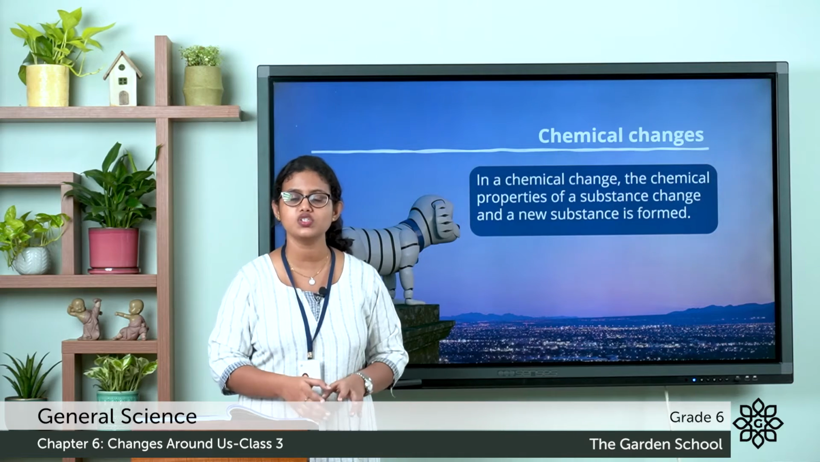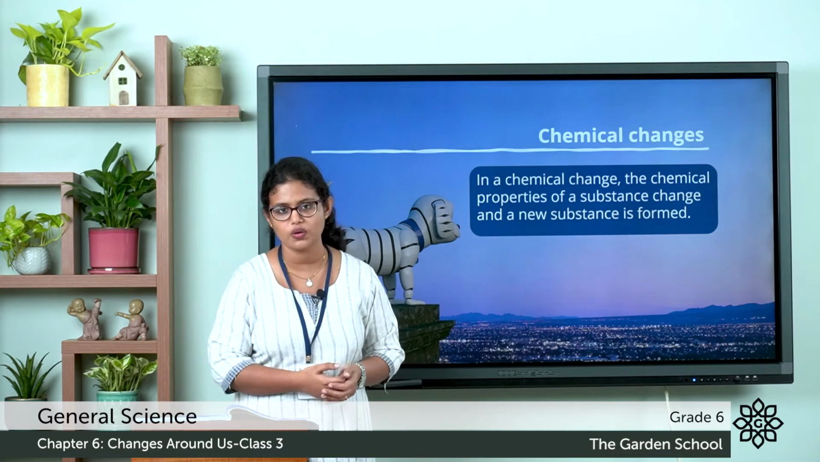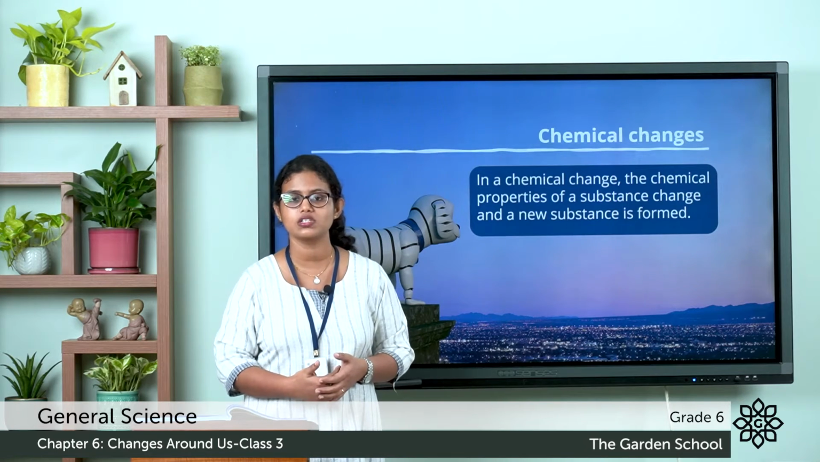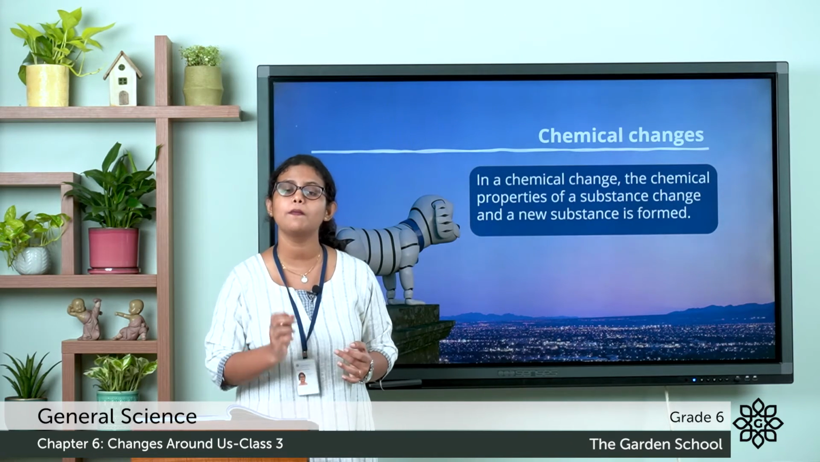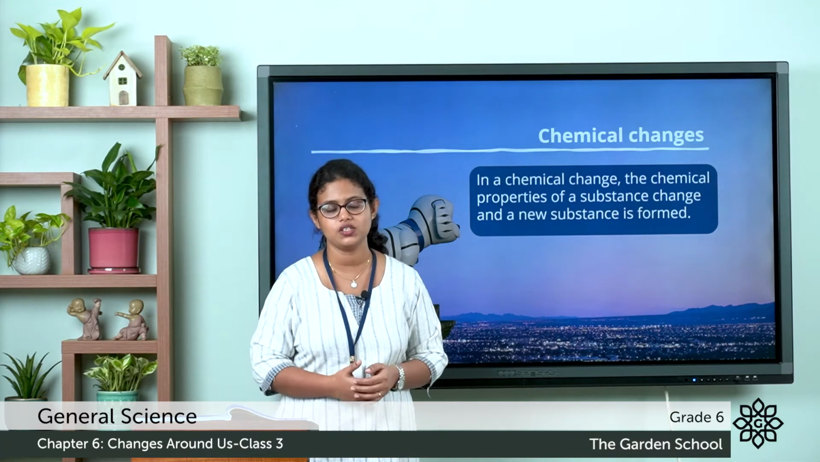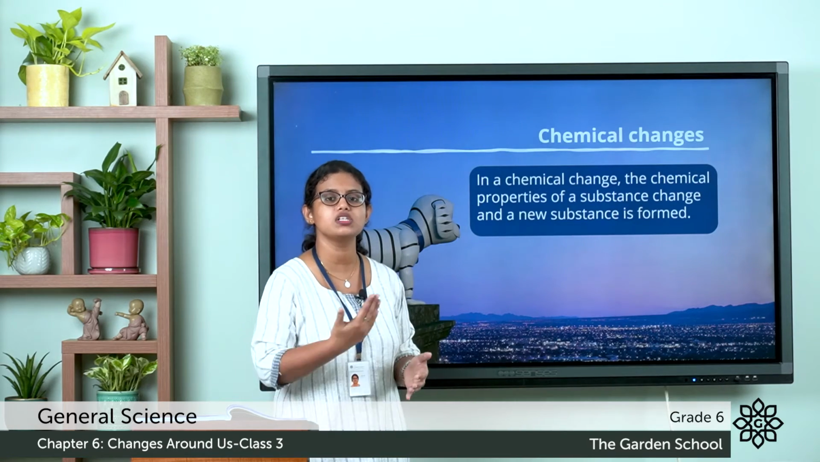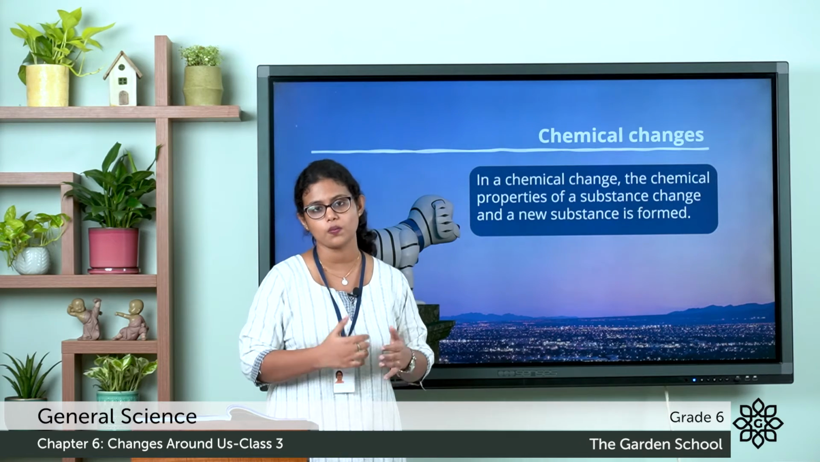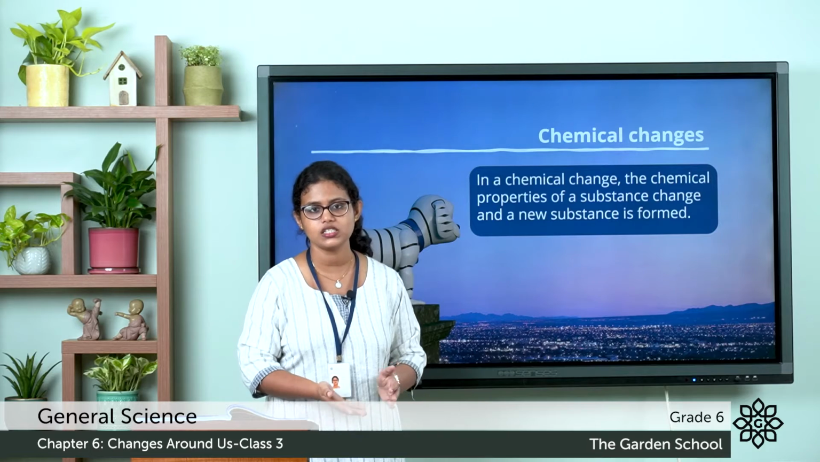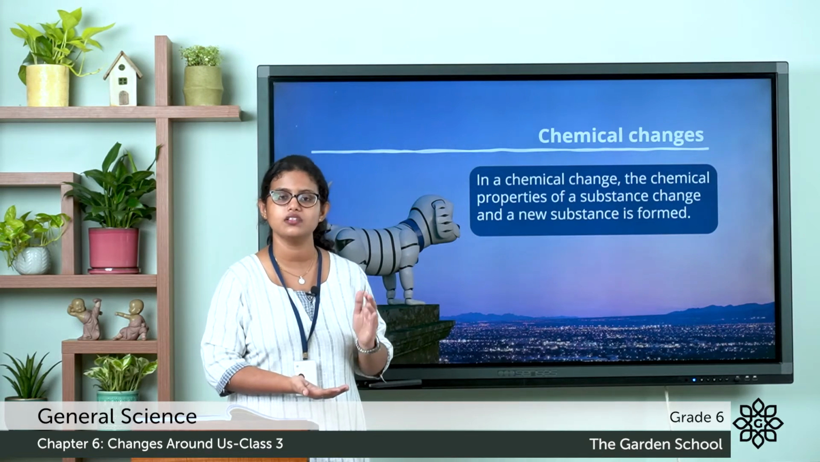In physical change, no new substance is formed. But in a chemical change, a new substance is formed. And chemical change is a permanent change. And it is mostly irreversible, which means we cannot reverse it to its original form. That is, the change is permanent. So that is called a chemical change.